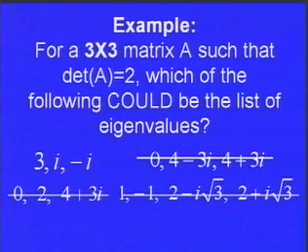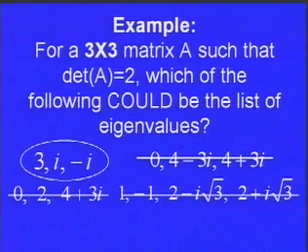All right, that leaves me with 3i and negative i. There's nothing wrong with that. I do have the conjugate pair there. I don't have 0 listed, so that's my choice, 3i and negative i.